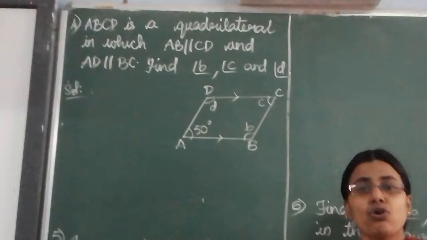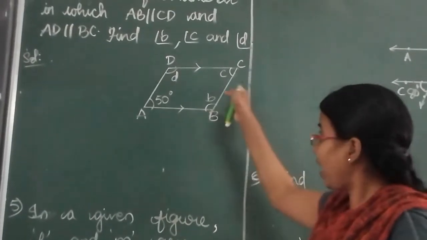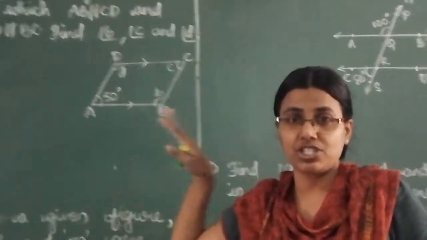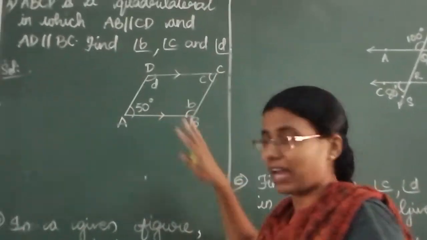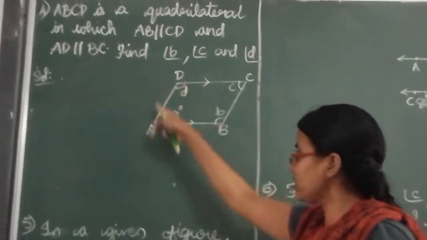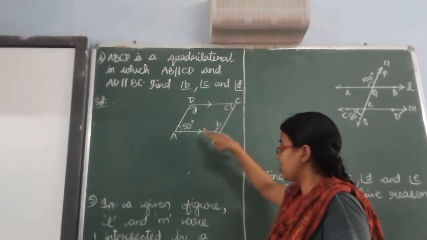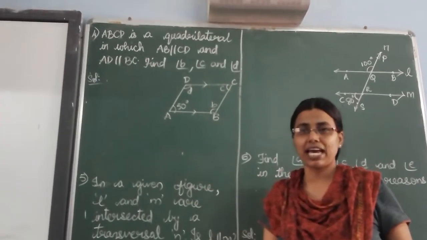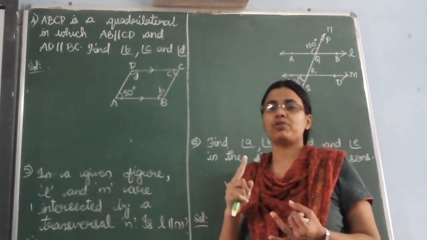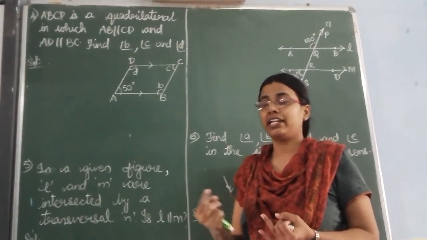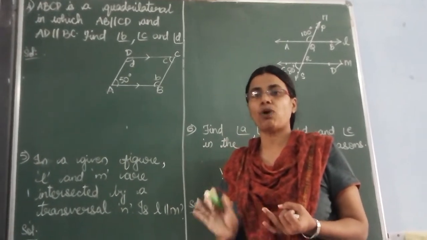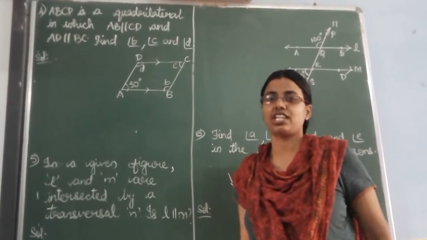When opposite sides are parallel to each other, it is a parallelogram. This is parallel to this, this is parallel to this. So it is a parallelogram. In a parallelogram, you know that the opposite sides are equal, opposite angles are equal, and the sum of the consecutive angles is equal to 180 degrees. These are the three conditions that you should know.